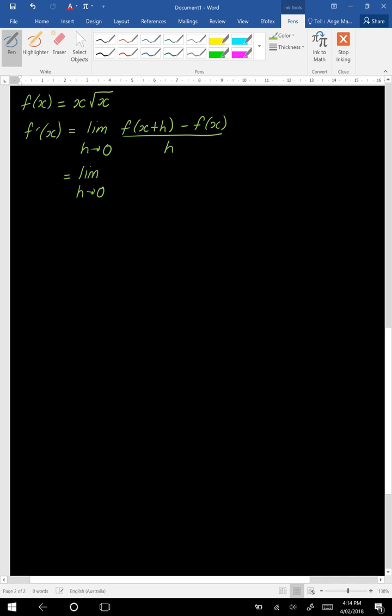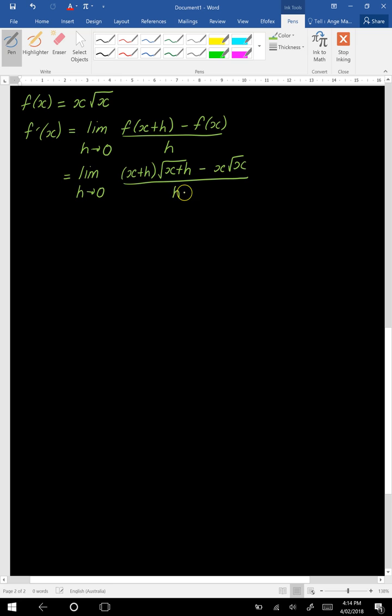Okay, so loving those limits. Here, instead of writing x, I'm going to be writing x plus h, and instead of root x, it's root x plus h, minus f of x, which is x root x, all over h.